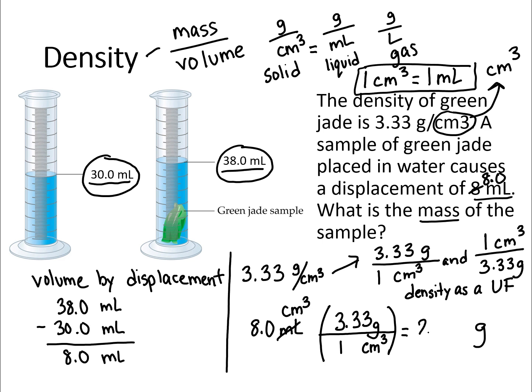Your calculator will tell you 26.64. However, we can only use 2 sig figs because that's what we have for our volume. So we round to 27 grams.